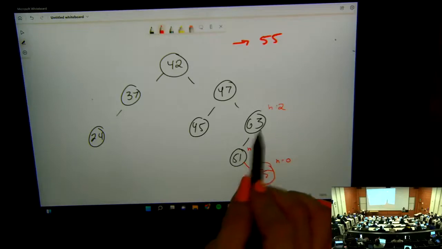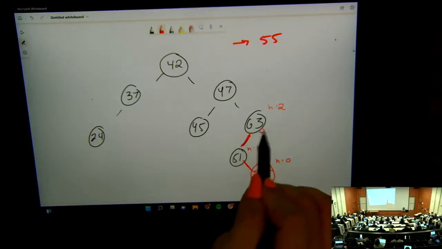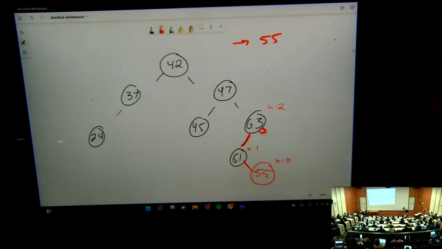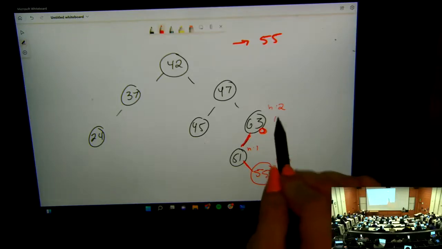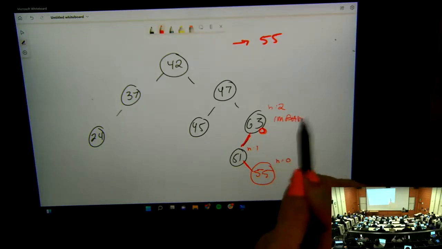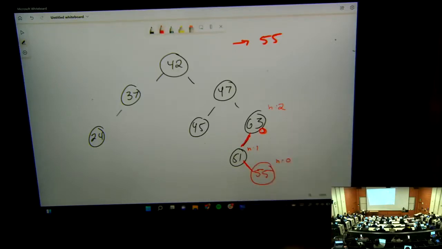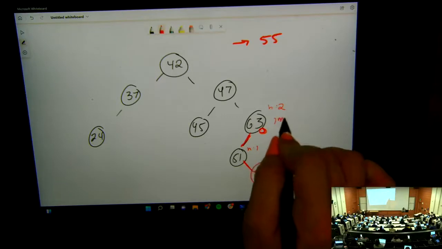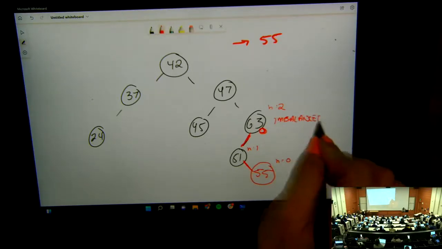However, 63's left tree has a height of 2, but its right tree has a height of -1, because there's nothing there. So 63 becomes imbalanced. Is it imbalanced or unbalanced? Imbalanced? I don't know. English doesn't make sense, even for those of us that are supposed to know it.